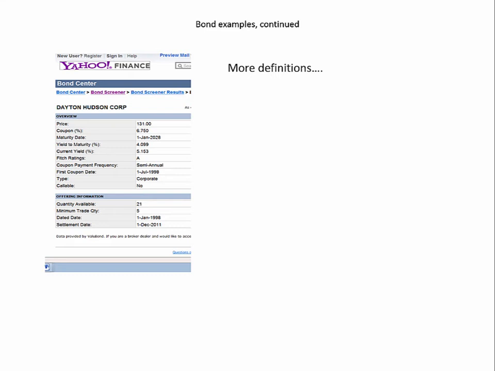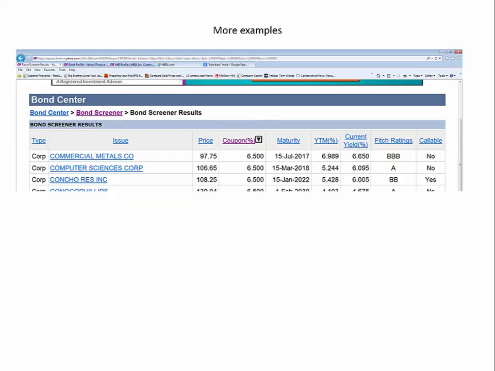Now, interest is paid in arrears, paid after the fact. So if interest is paid semi-annually, and the first interest payment is made 1 July 1998, that means that the bonds started their legal existence 6 months before that, 1 January 1998. And if you go down to the lower box, the dated date is listed as 1 January 1998.